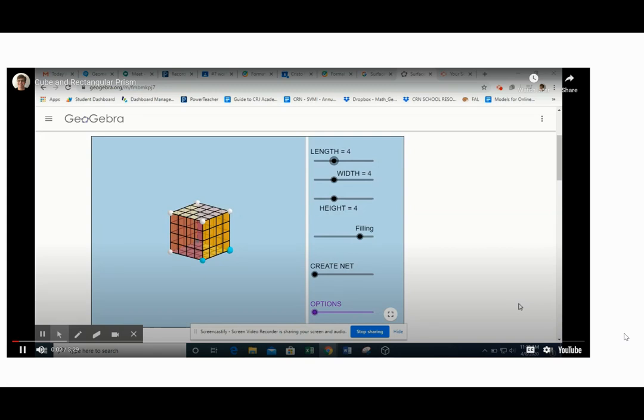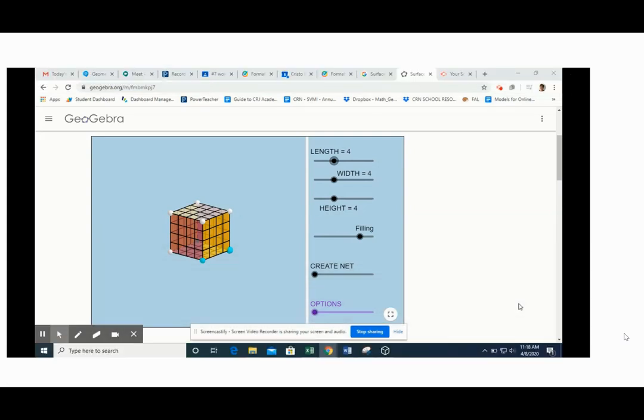In this little video, we're going to be looking at a cube. A cube is a figure where the length and the width and the height of the figure are all exactly the same. So when we're doing this, we can see that we have a 3-dimensional figure right here of a cube.